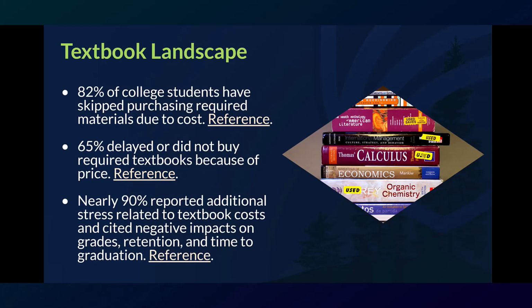Here's a look at our current textbook landscape. As you can see, it's rather bleak. 82% of college students have skipped purchasing required course materials due to cost. 65% delayed or didn't buy required textbooks because of price, and nearly 90% of students in one study reported additional stress related to textbook costs and cited negative impacts on grades, retention, and time to graduation.